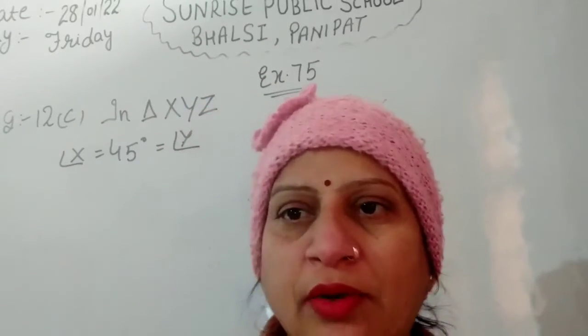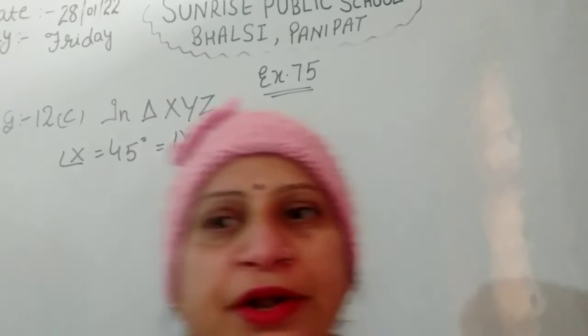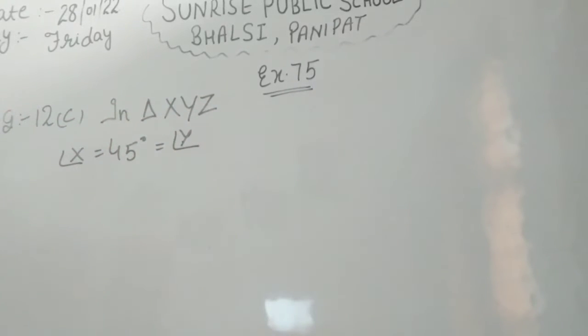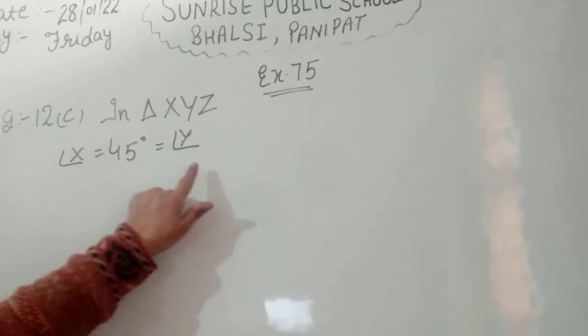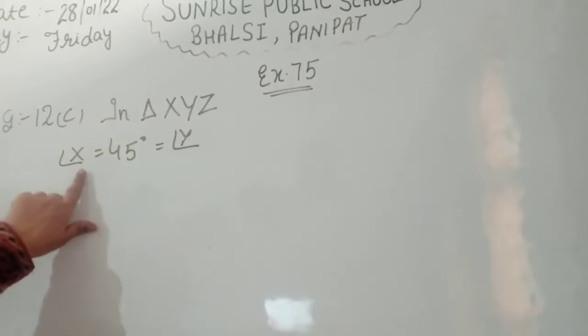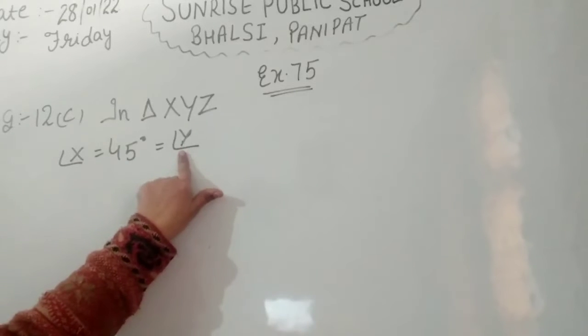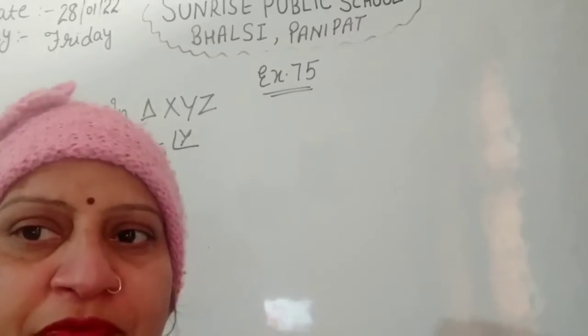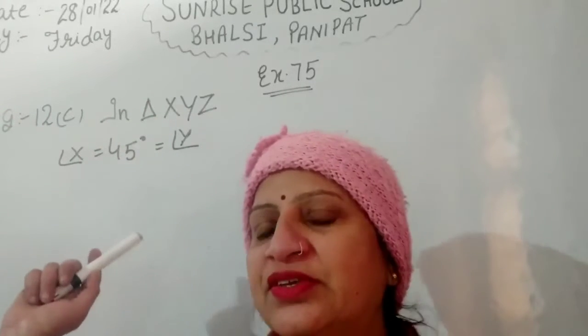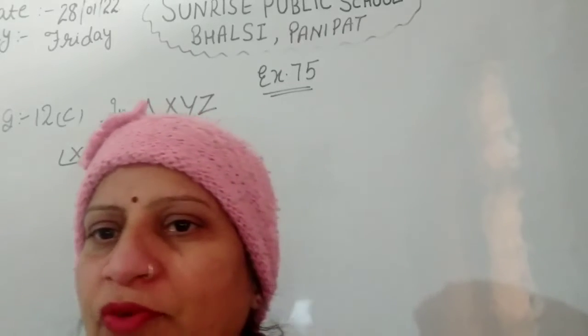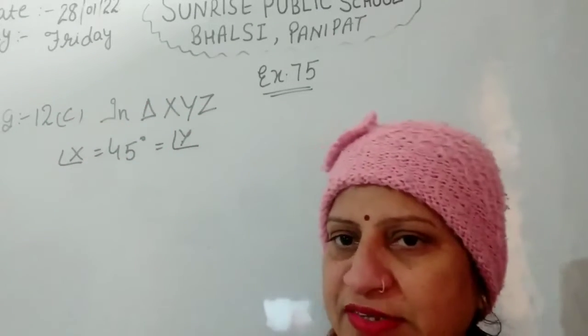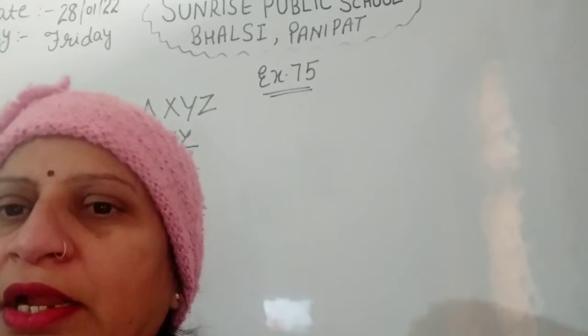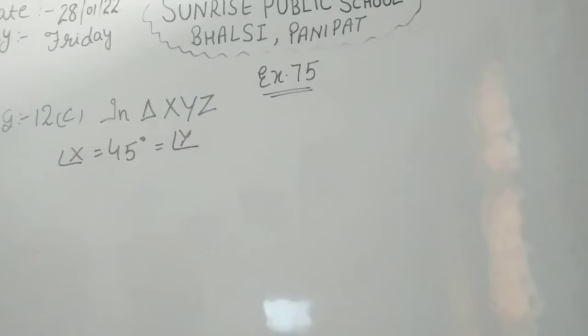Now in question number 12, a triangle XYZ is given, and in this triangle these two angles are given. Here you see that angle X as well as angle Y both are equal to 45 degrees. In my previous video, with the help of these two angles, you found which type of triangle this is on the basis of sides. Now you have to find which type of triangle this is on the basis of angles. So first of all we have to find the third angle.